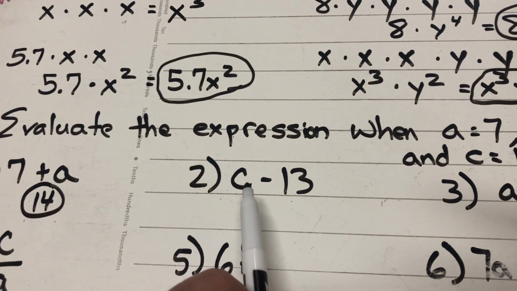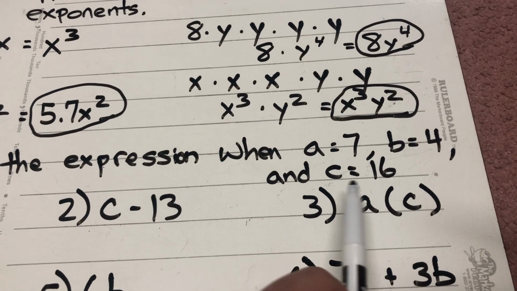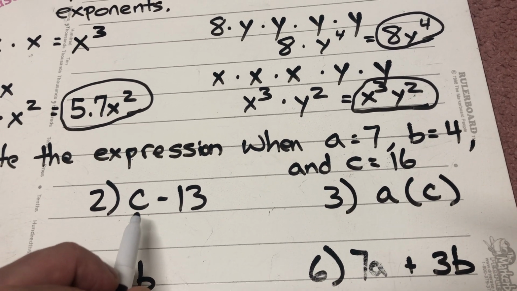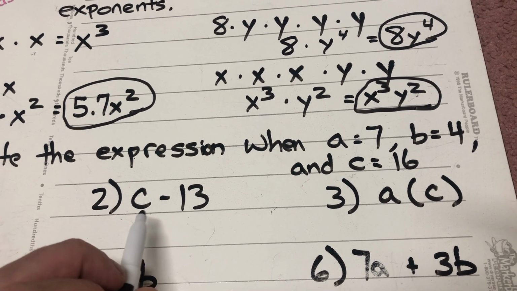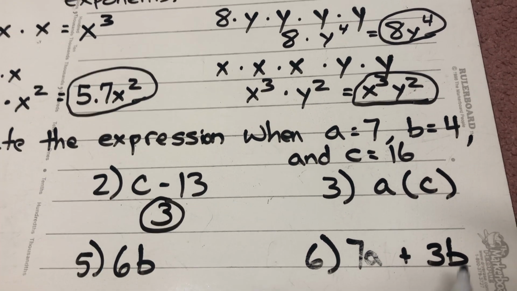When I go to number 2, it says c minus 13. Well, in my directions, it tells me that c equals 16. So I'm going to take this 16, I'm going to plug it in here for c. That means I'm doing 16 minus 13. Well, 16 minus 13 is 3.